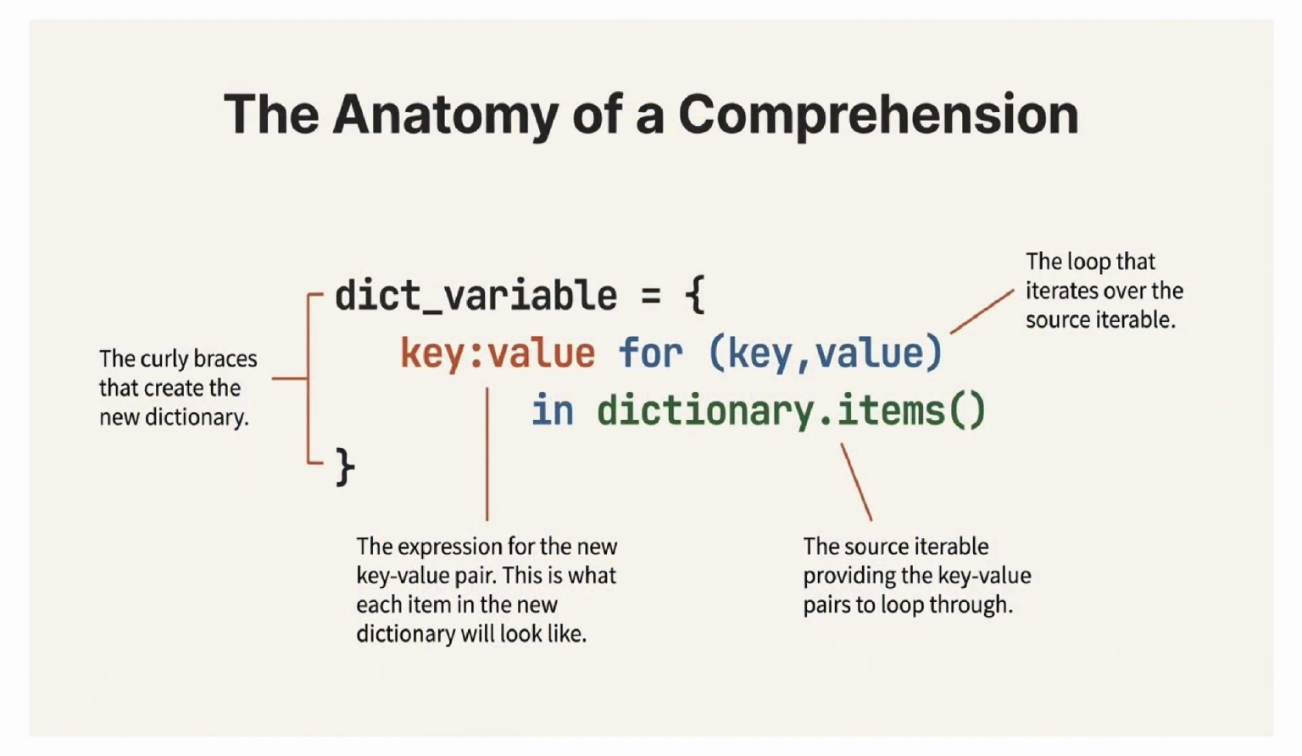Anatomy of a dictionary comprehension breaks down the structure of a dictionary comprehension. The curly braces create the dictionary. The key:value expression defines what each entry looks like. The for clause iterates over the source data, usually using .items(). Optional conditions can filter which items are included. Once you understand this anatomy, you can read and write dictionary comprehensions with confidence. Every part has a clear purpose and nothing is hidden.